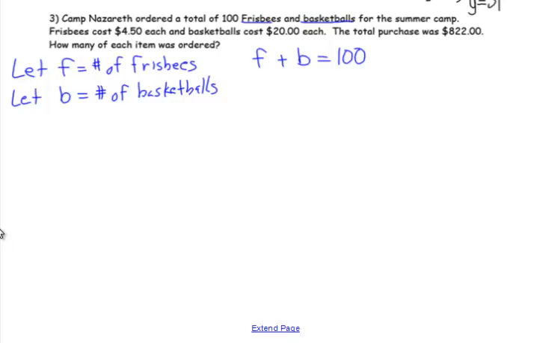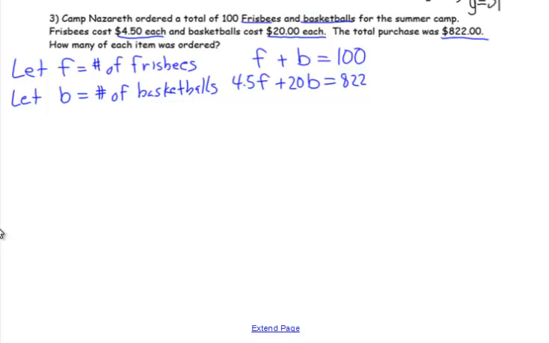Now, we know the total cost was $822. Frisbees cost $4.50 each. Basketballs cost $20 each. So if I do 4.5 times the number of frisbees plus 20 times the number of basketballs, that's got to equal 822. Now I just eliminated the decimals. You can do what you like with that. At that point, you don't have to necessarily keep those there, but you can as you will.